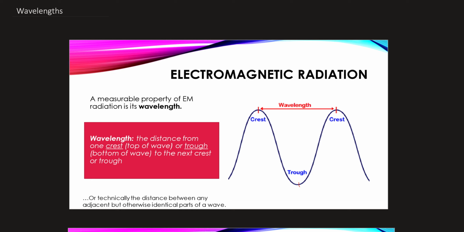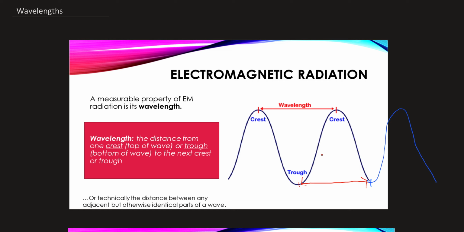However, if I were to expand on this wave, let's just pretend that these are identical waves. If I were to look from this trough to this trough right here, this would also be considered one wavelength, right? This would also be considered one wavelength. And this would be identical.